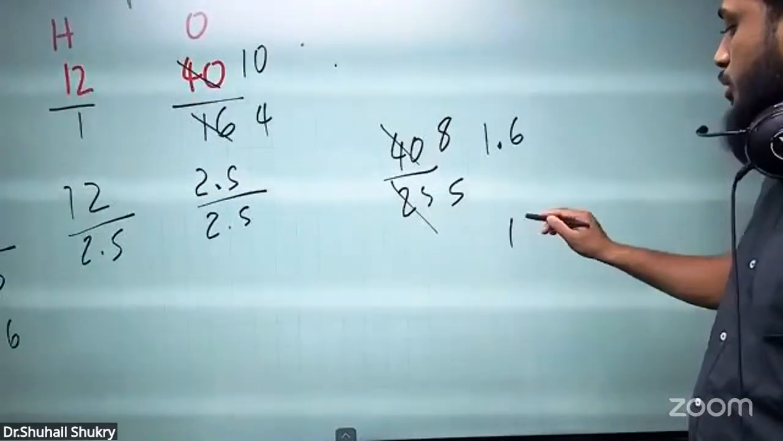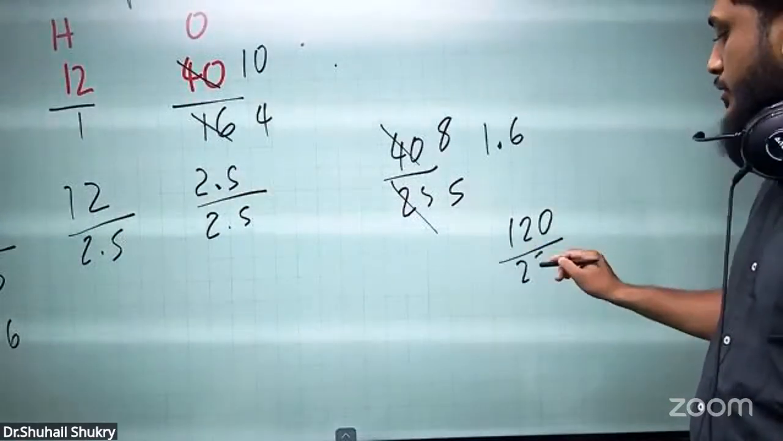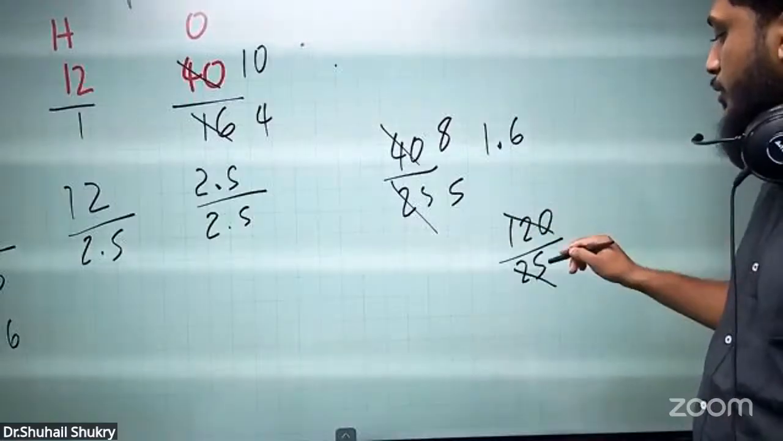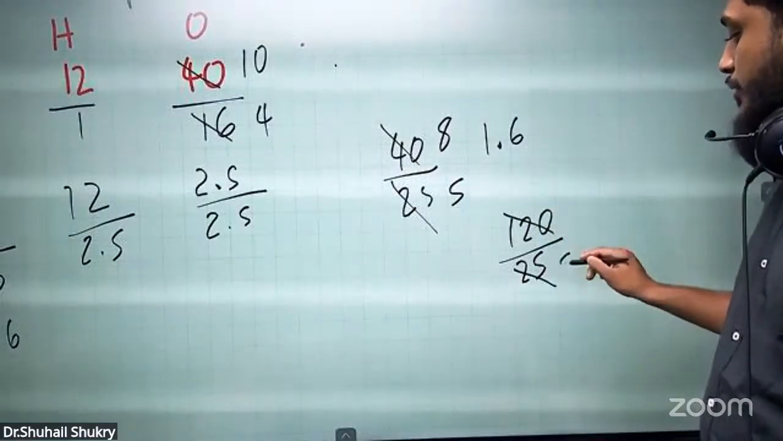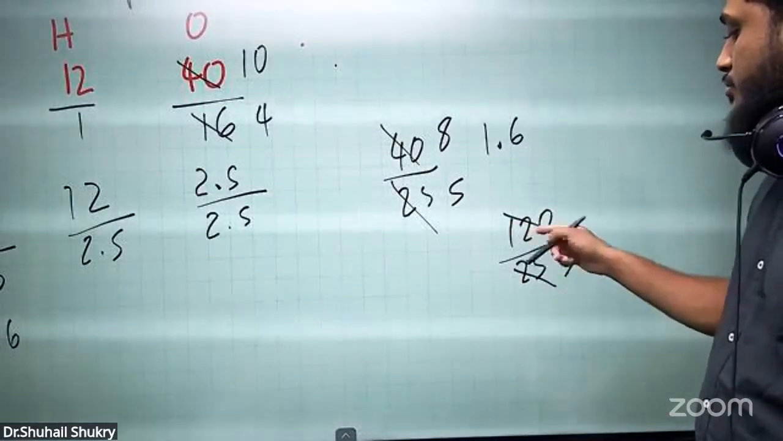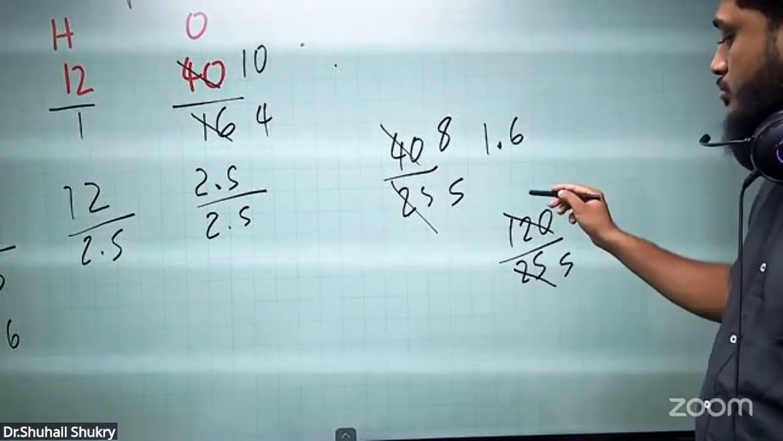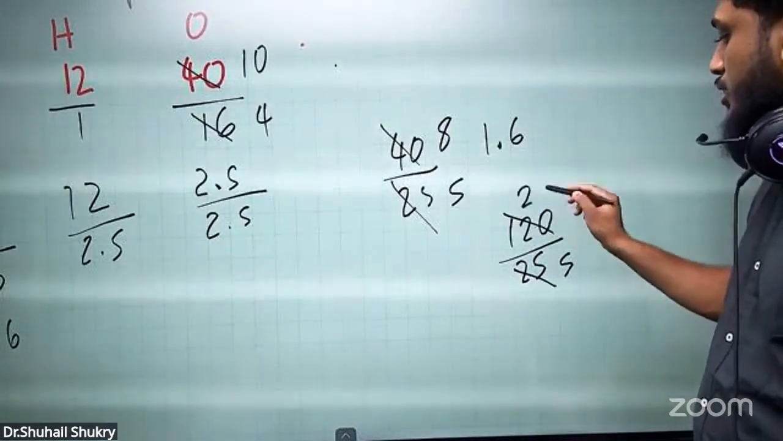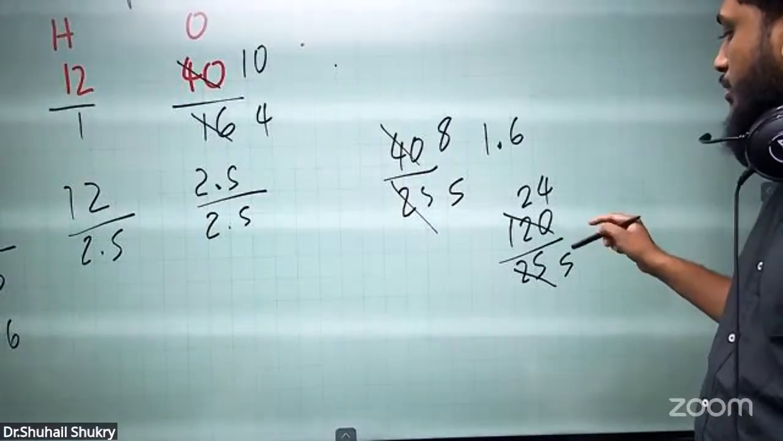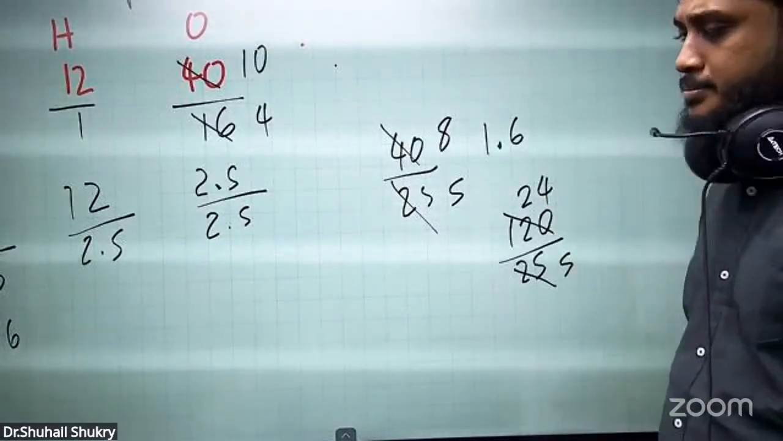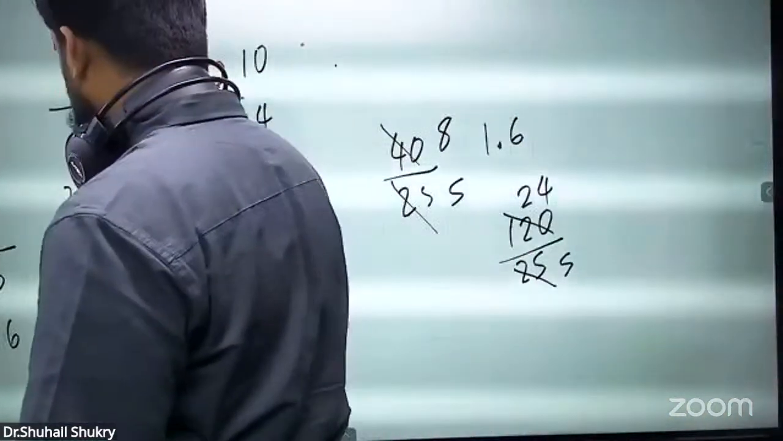12 divided by 2.5 means 120 divided by 25. This also you can simplify by 5. If you simplify by 5, you get 5 here, and you get 24. 24 divided by 5, then you get 4.8. Right? Easily you can simplify this.